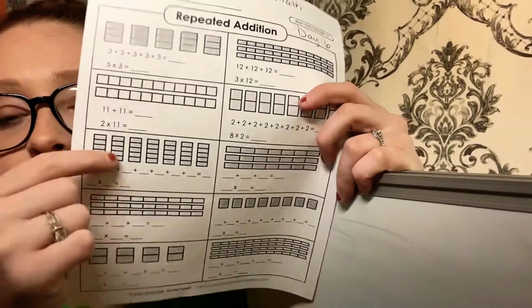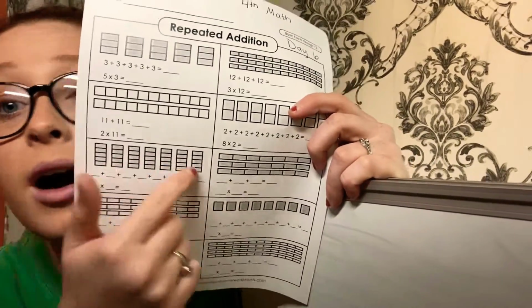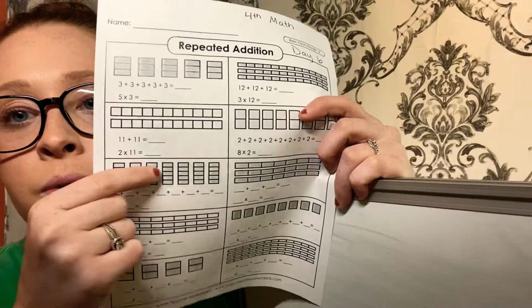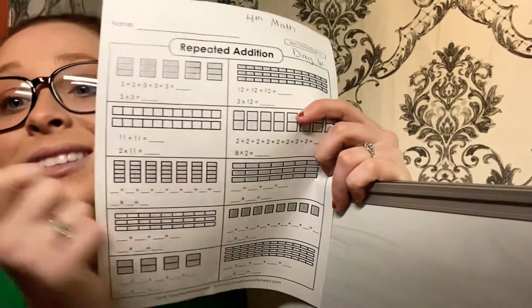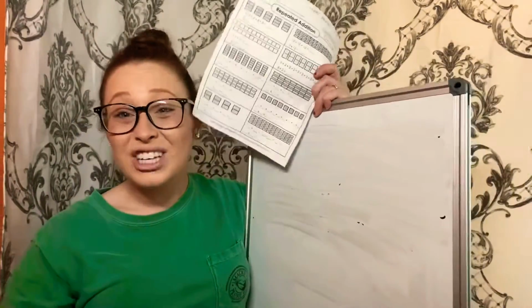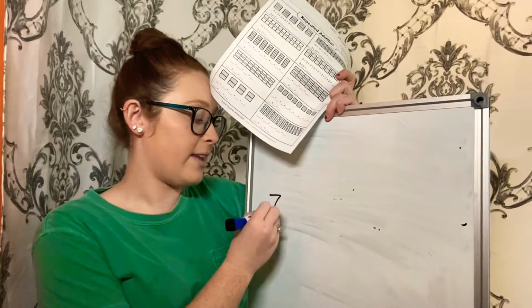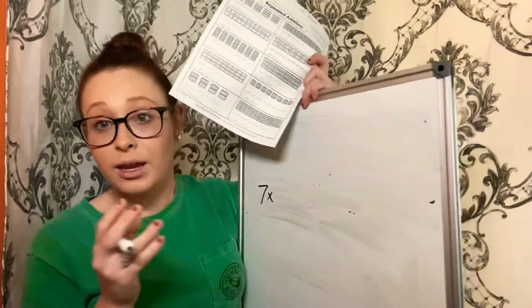So look at that one right here. Let's count how many of the boxes we have. We have 1, 2, 3, 4, 5, 6, 7. So for our multiplication, that means we're going to have at least 7 times something, right?